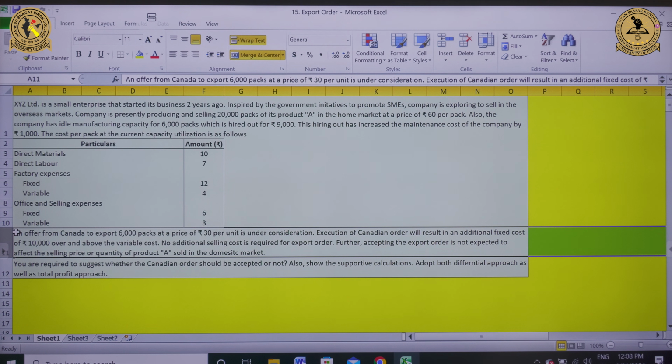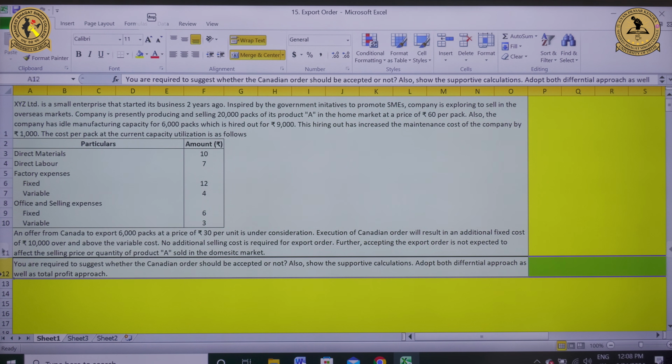consideration. Execution of the Canadian order will result in an additional fixed cost of Rs 10,000 over and above the variable cost. No additional selling cost is required for the export order. Further, accepting the export order is not expected to affect the selling price or the quantity of product A sold in the domestic market. You are required to suggest whether this Canadian offer should be accepted or not.